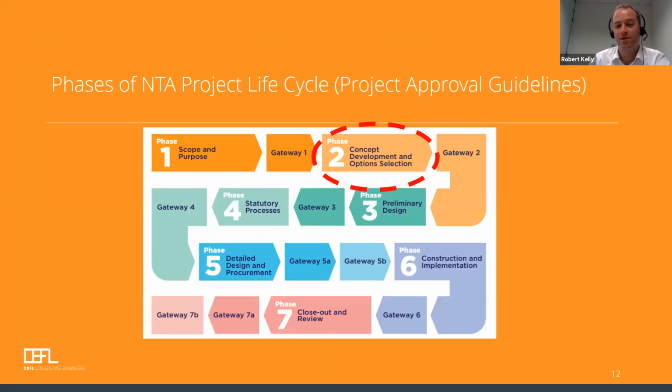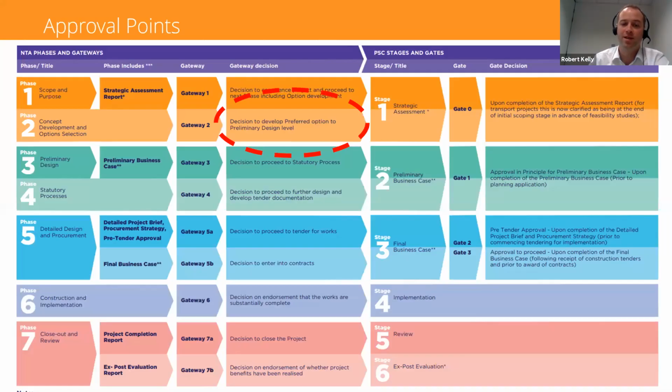So just to set it in the context of a typical NTA project's life cycle, the whole of Phase 2 is dedicated to developing the initial concepts and selection of a preferred option or options before we move on to preliminary design and statutory processes. A key gateway decision is the decision to accept that the preferred option is indeed that option, and that it's suitable for us to progress to preliminary design level.